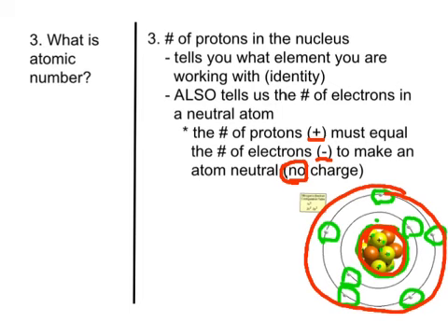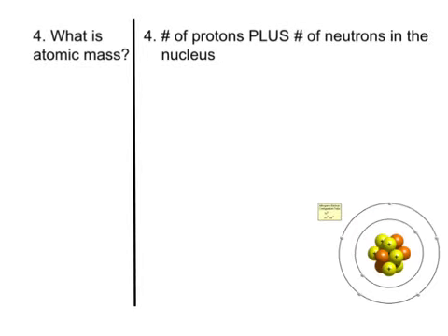Now let's take a look at atomic mass. Okay, so our next question, what is atomic mass? Well, atomic mass is the number of protons plus the number of neutrons inside the nucleus. Because remember when we were talking about the two different parts of the nucleus in there, we said that there's protons and neutrons, and both account for the mass. So atomic mass is the number of protons plus the number of neutrons.